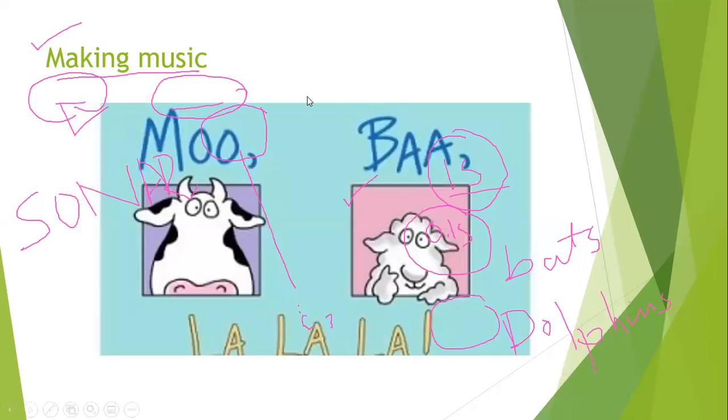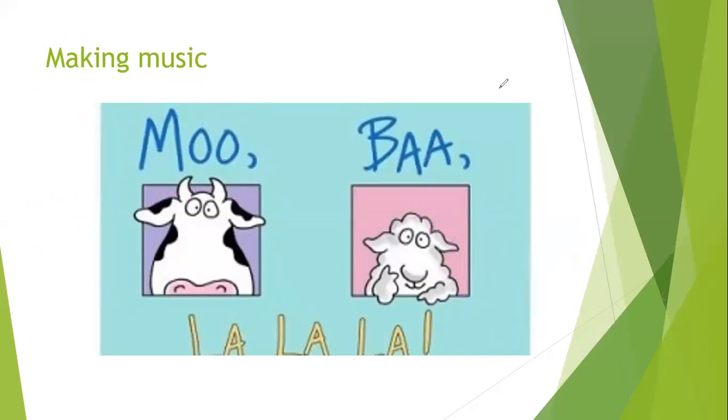Next, we have a topic, that is making music. This is something interesting, how we are making music. As we know, a cow produces a sound, moo, and a sheep produces a sound, baa. These moo and baa sounds are not considered music.